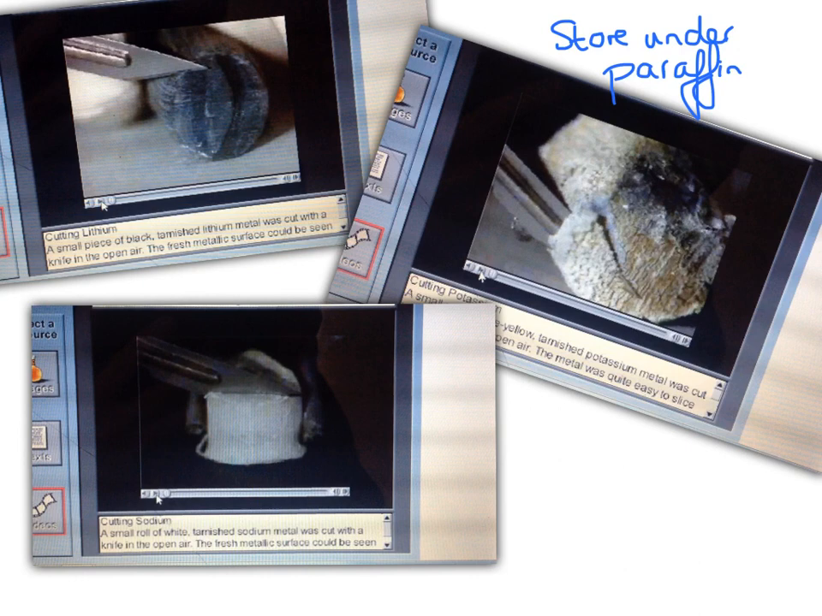Now, if you take a look at these 3 pictures, you can see that these metals all seem to look fairly similar. And let's see some other things about them. Group 1 metals are all soft. That's another characteristic of group 1 metals. And they all float on water. And we're going to see that in a second when we look at the chemical reactions with water.